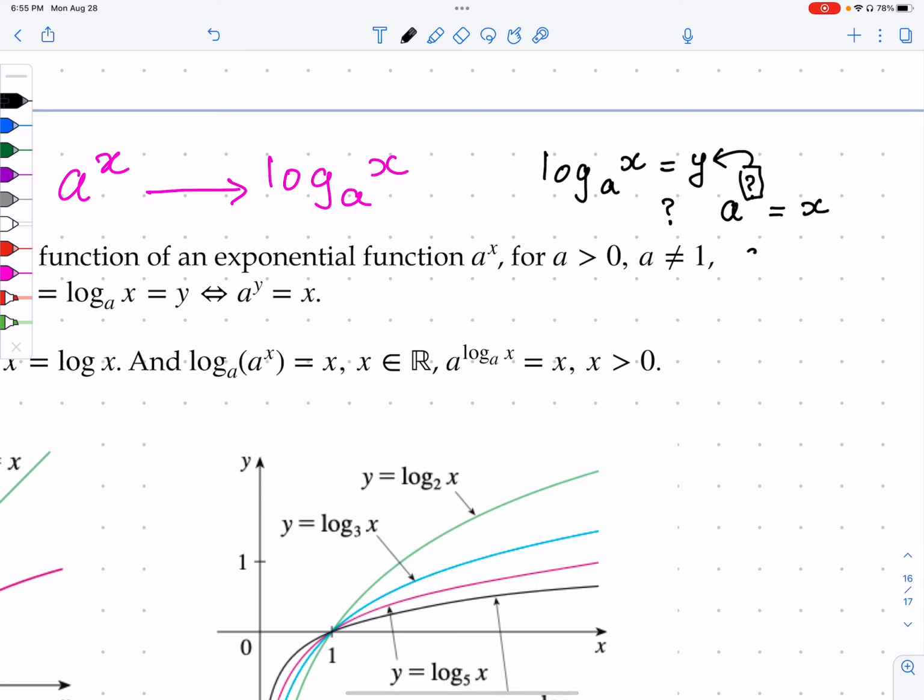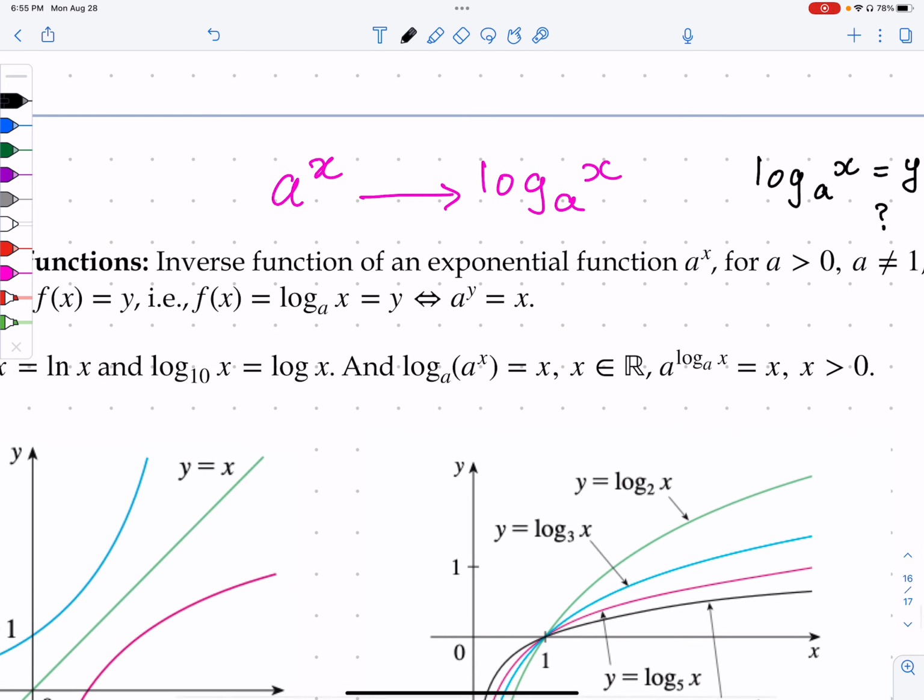In other words, what is the value of the power of a that will give you x? And that is usually the y. So that's what we are saying right here. If you say log x base a is equal to y, what we really mean is that it is equivalent to a to the y is equal to x.